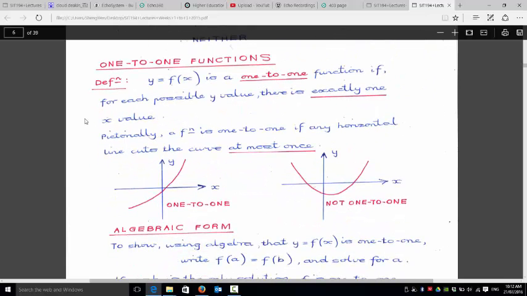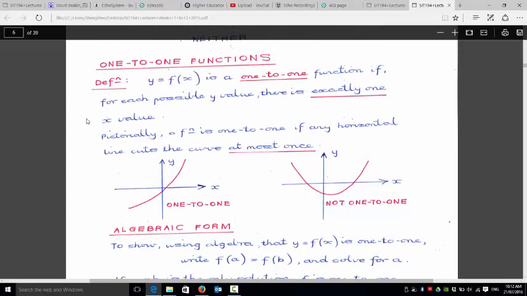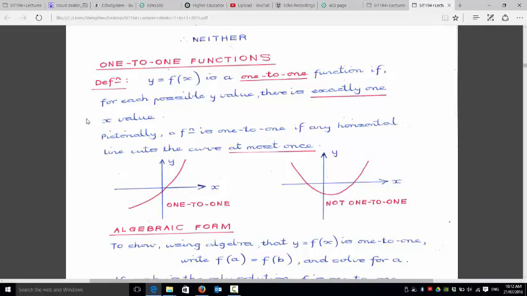One-to-one functions. What is a one-to-one function? Given f(x), this function is a one-to-one function only if for each possible y we have exactly one x value. So let's recall the definition of a function.